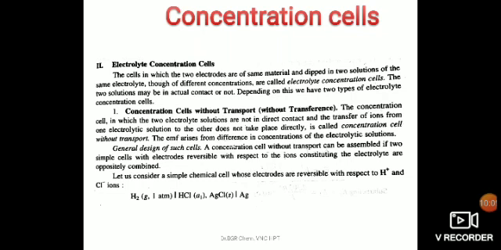Generally, we can design such cells by taking two simple cells. A concentration cell without transport can be assembled if two simple cells with electrodes reversible with respect to the ions constituting the electrolyte are oppositely combined. We can consider a simple chemical cell whose electrodes are reversible with respect to H+ ions and Cl- ions. We can represent that simple cell as H2 gas at 1 atmosphere | HCl (activity a1) | AgCl(s) | Ag. It is a very simple cell.